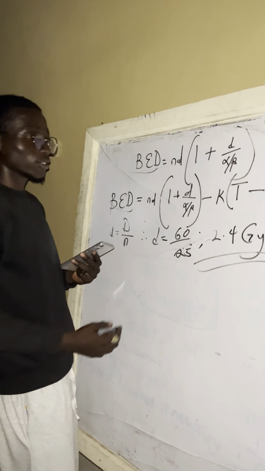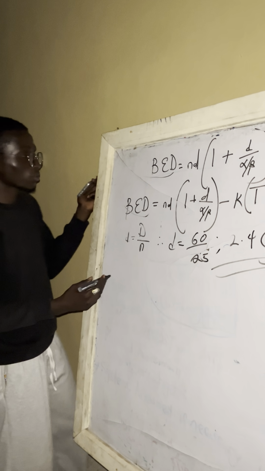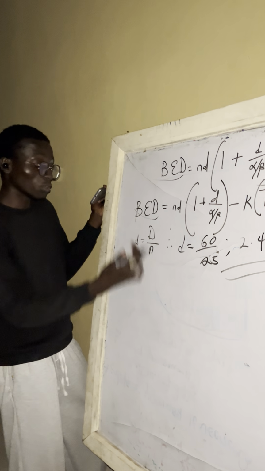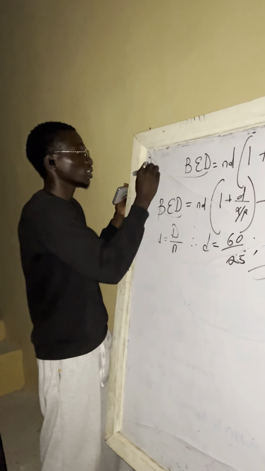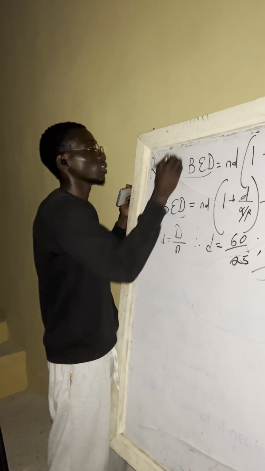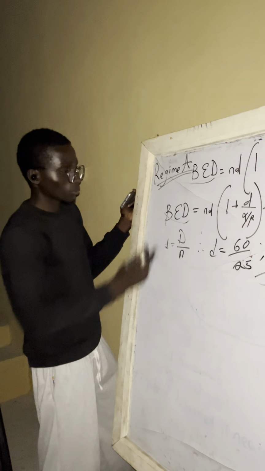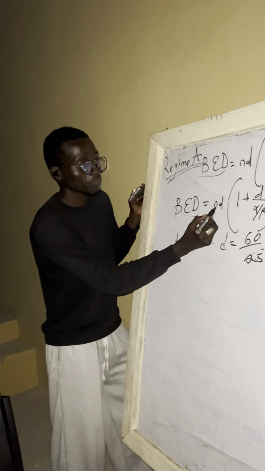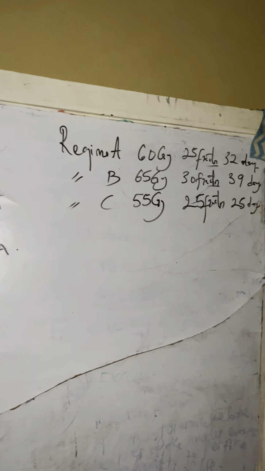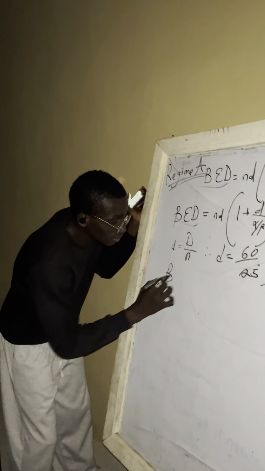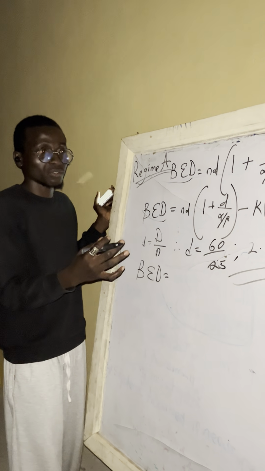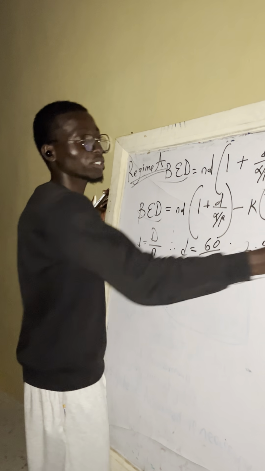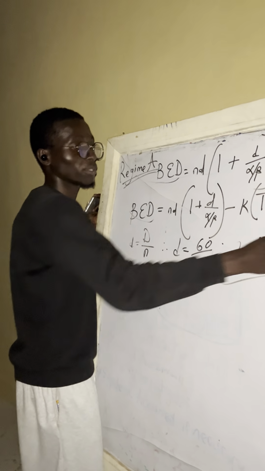All right. So the next thing here is we want to calculate the BED of the tumor. In this case, we are using regime A, right? So let me just put it here. Regime A. So we have BED, and we've gotten our N, right? The N is given as what? As 25 in regime A. So we can say BED equals. Let's break it down first. I'm going to be taking out this particular formula.